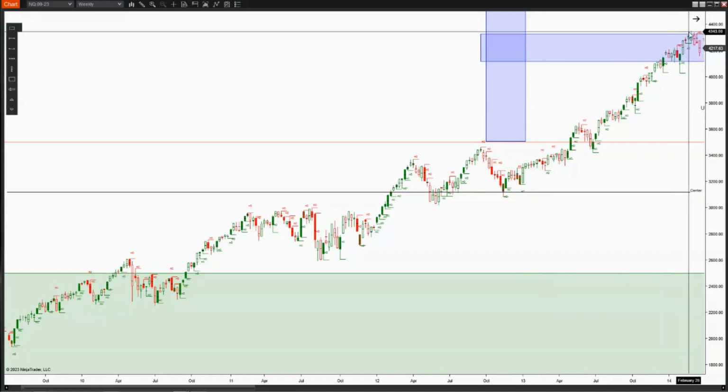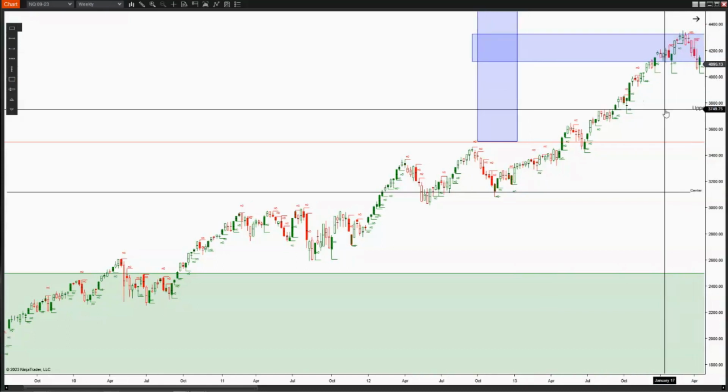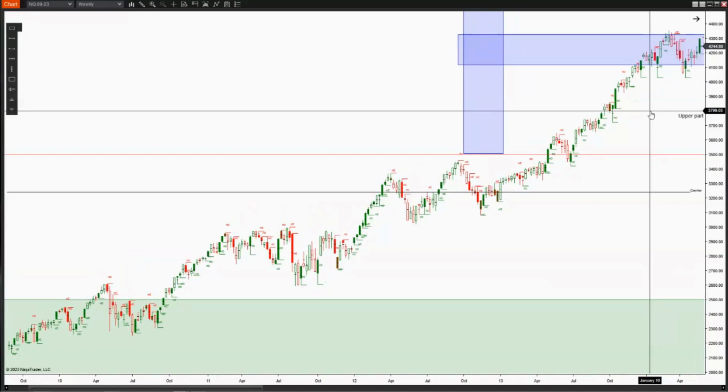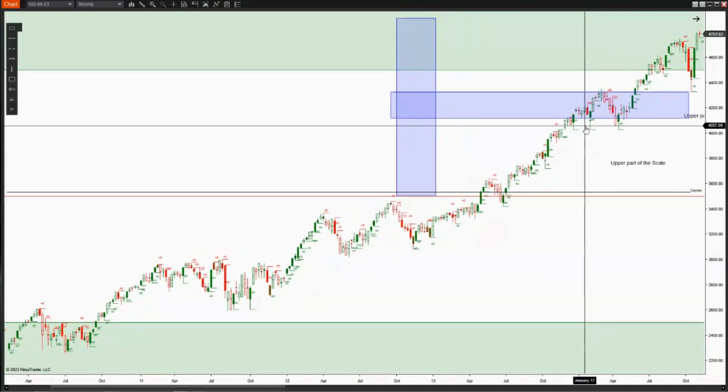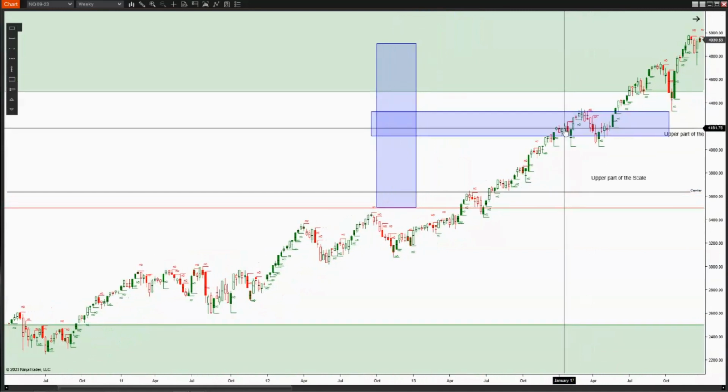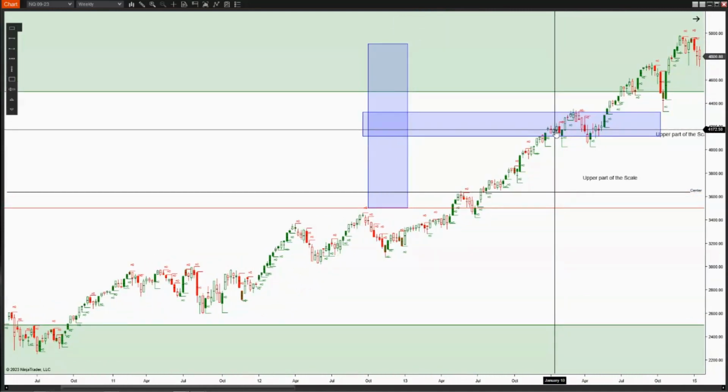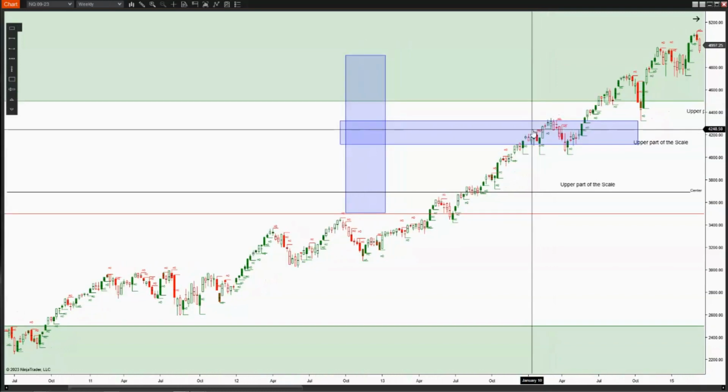Here's the upper part of the scale if they tried to go down. I tried to mark where the upper part is at. So they tried to push down, but then they turned right back around and took off. Now, of course, they're headed up towards the 5,500. So they headed up to the 5,500 and it goes up to the 6,500. That's where the stop would be at.